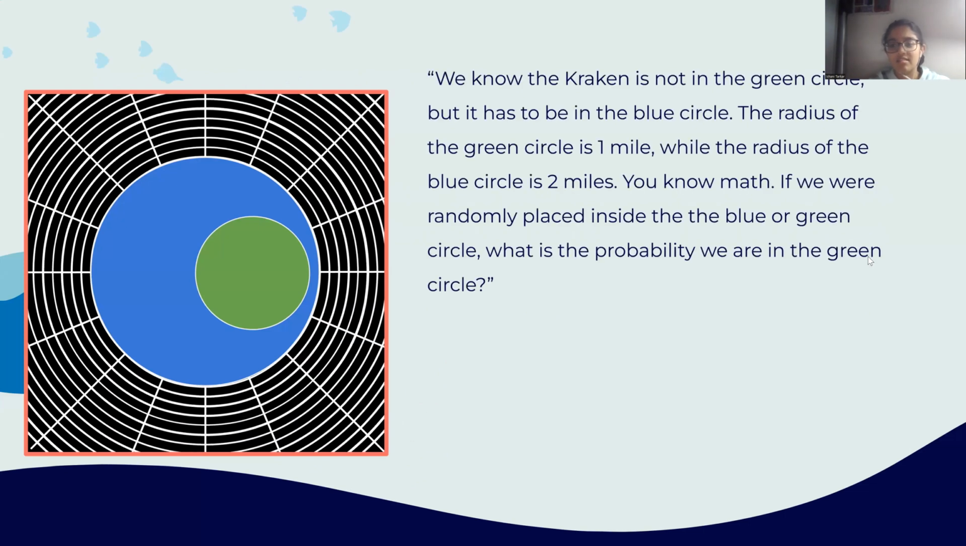So the other scientist tells you, we all know the kraken is not in the green circle, but it has to be in the blue circle. The radius of the green circle is 1 mile, while the radius of the blue circle is 2 miles. You know math. If we were randomly placed inside the blue or green circle, what is the probability that we are in the green circle?